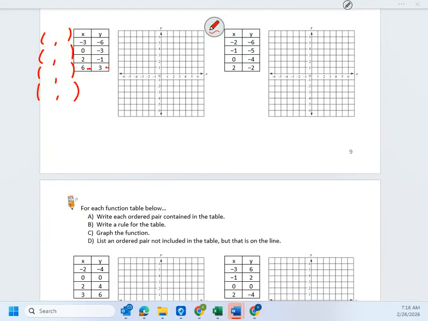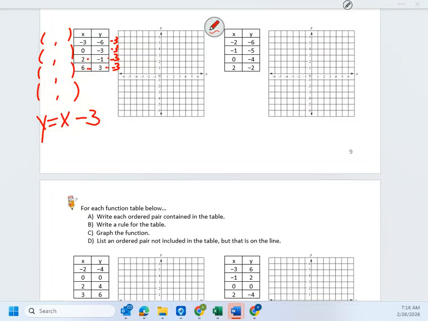So if I look at to go from 2 to -1, ooh, that would be subtracting 3. So I have a -3 here, I have a -3 here. To go from 0 to -3, that's a -3. To go from -3 to -6, that's a -3. So I know that my Y equals X minus 3 for my ordered pair.